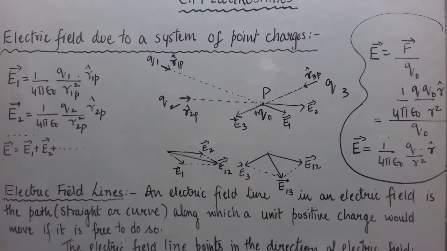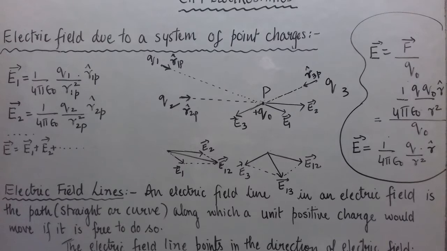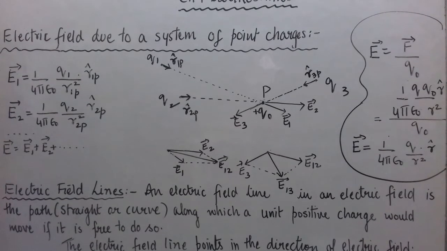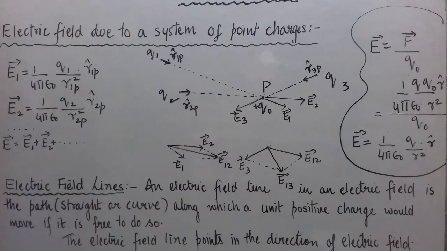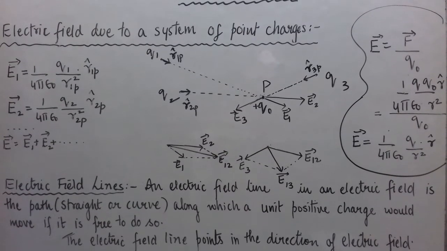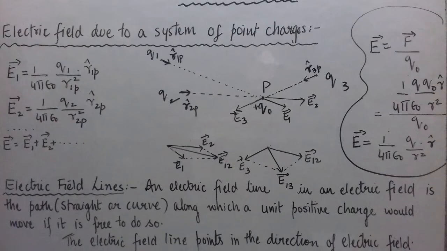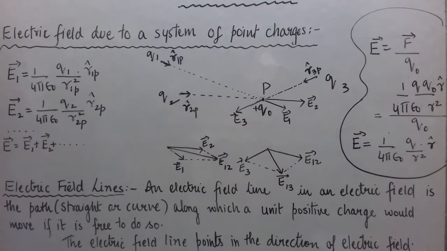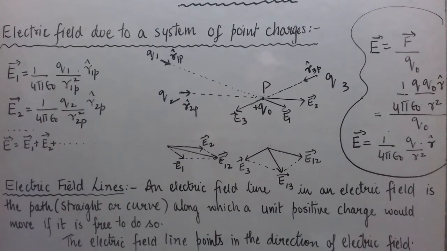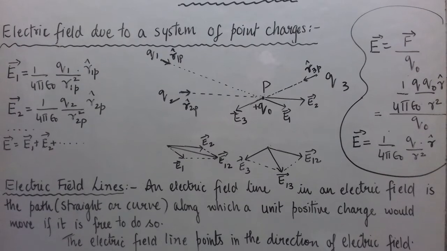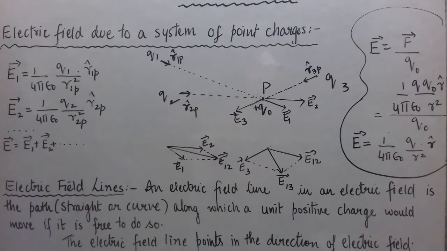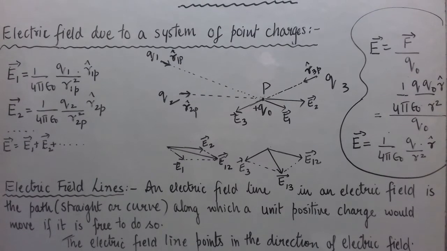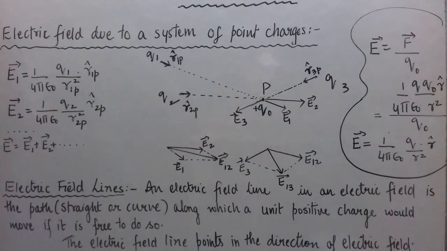One qualitative one, that was electric field due to a charge is the space around the charge in which its electrical influence can be felt by other charges. And the other one was the quantitative definition. That was electric field at a point due to a source charge is defined as the force experienced by a unit positive test charge placed at that point. Remember, it should not disturb the source charge.